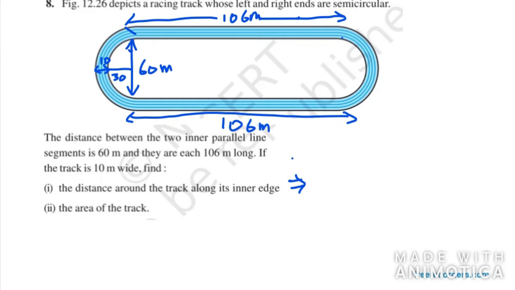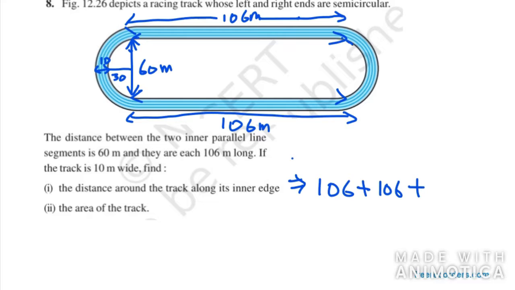Okay, so let's start with question number 8, exercise 12.3. The question says you need to find the distance around the track along its inner edge. So we need to find the distance of the track here. First of all, we need to consider these two straight lines, this one and this one. So this will be 106 plus 106.